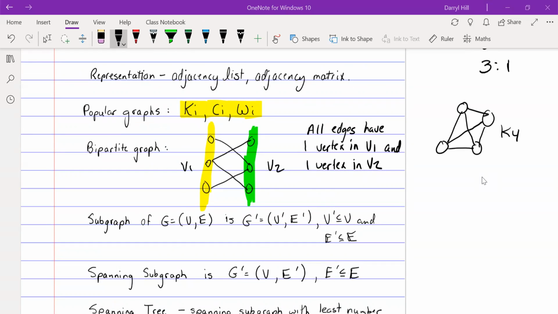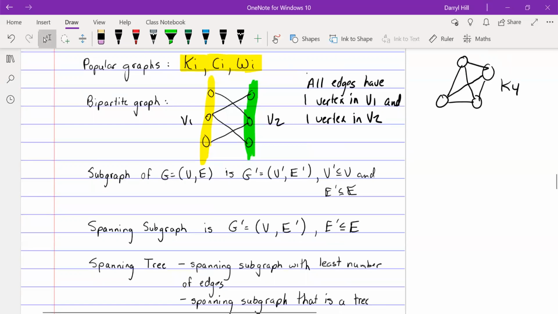Yes, bipartite only has 2 sets. That's true. Bipartite always has only 2 sets. There might be something called a tripartite graph or something like that. And if there isn't, you can definitely define one. But bipartite graphs occur a lot more often, so they're a lot more common, and you'll definitely see them again.